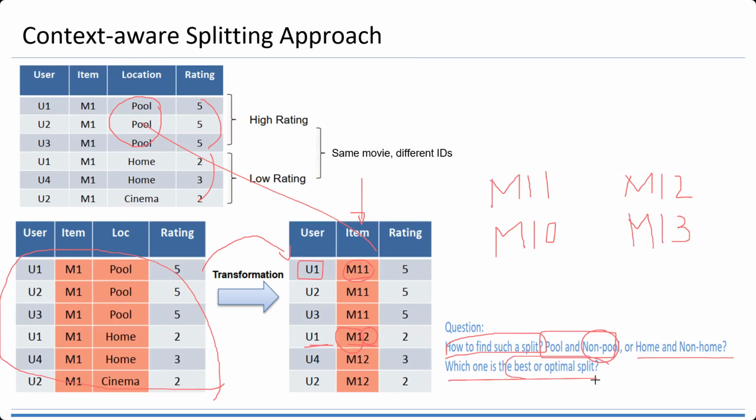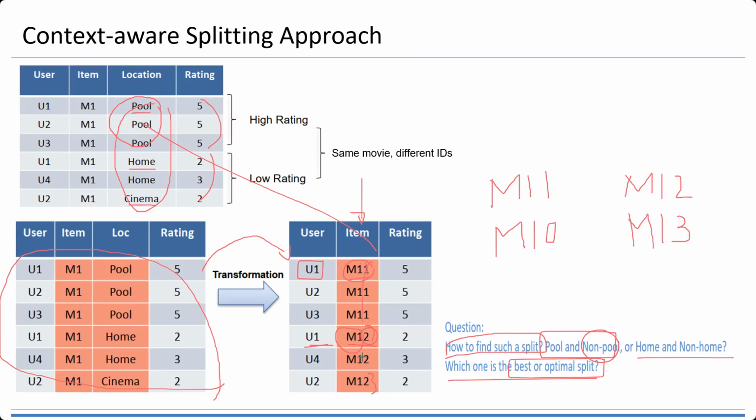We still have no idea what the optimal split is, because you need to figure out the data distribution. How many categories are in the location? You can see here we have pool, home, and cinema. So there are 3 categories. If there are 3 categories, maybe we need to make the items as 1, 2, and 3.